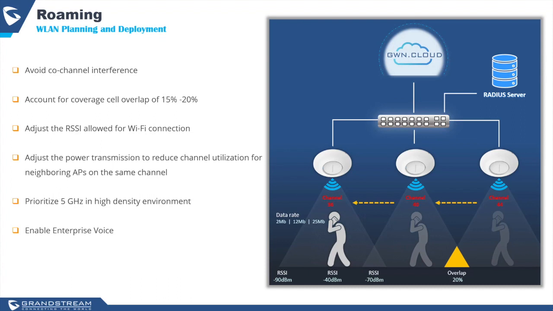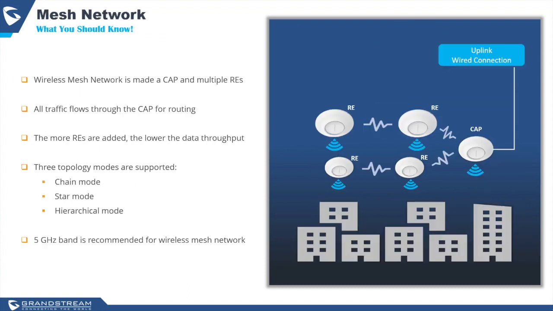So 5 GHz works better with high density environments. And of course, when you have users that support the amendments that we explained earlier, you can enable enterprise voice on the access point.